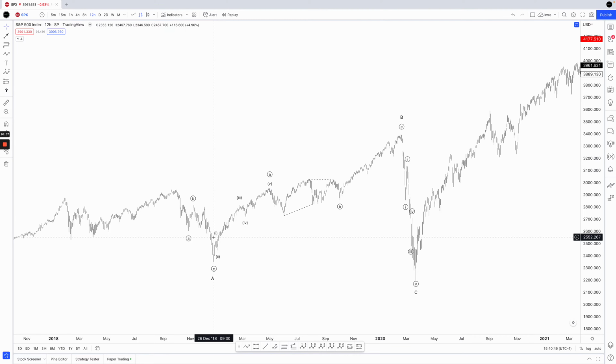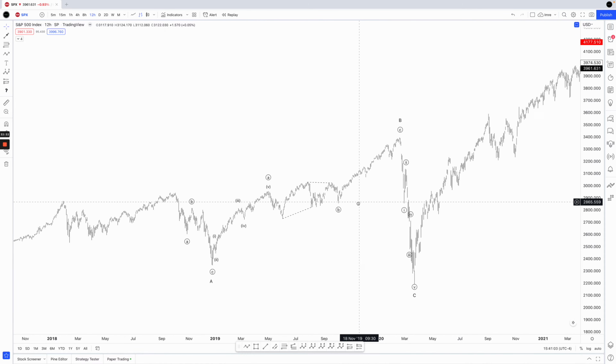Okay, so 2018, wave A of the flat completed, and then in 2020, February of 2020, wave B concluded. So a multi-year flat pattern. And the biggest clue was this triangle. Triangles cannot appear in wave 2.